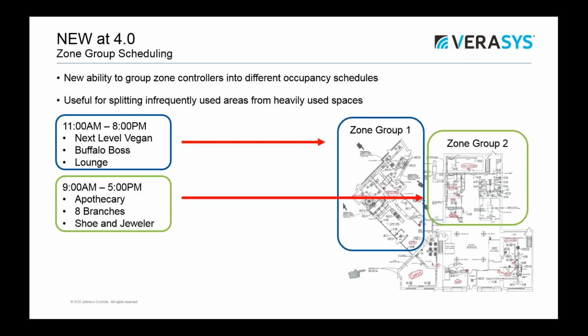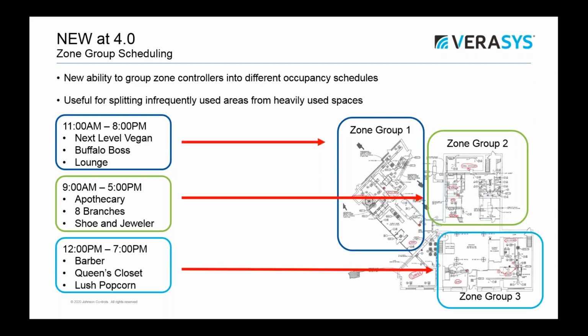Kind of towards the back is where most of the retail was. So there's an apothecary, a clothing store, and then a shoe store and a jewelry shop, all kind of had the same hours, around 9 to 5. And then in this kind of main back area here, there's a barber shop, another clothing store, and a popcorn stand that had slightly different hours. So with our new feature, we're able to split off these zones so that they kind of act independently, which is kind of a nice energy saver for the building overall.